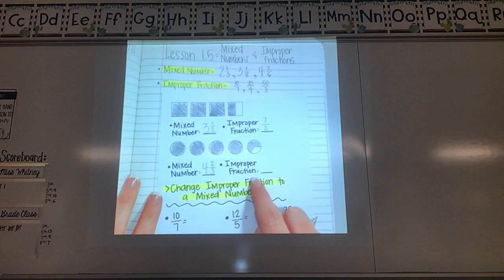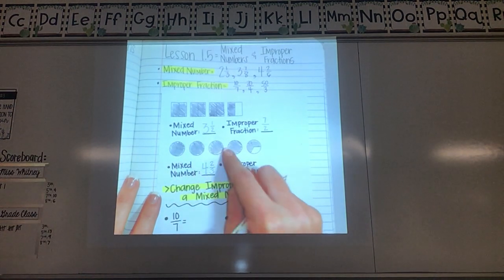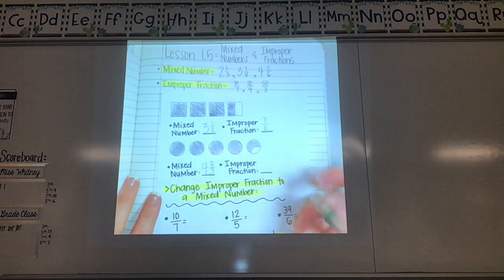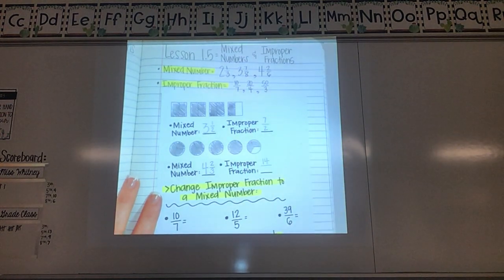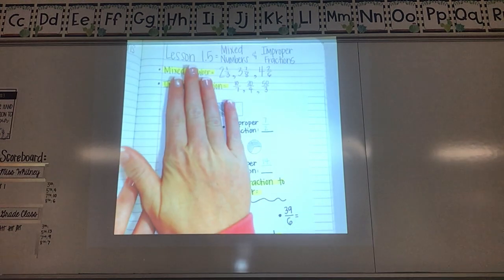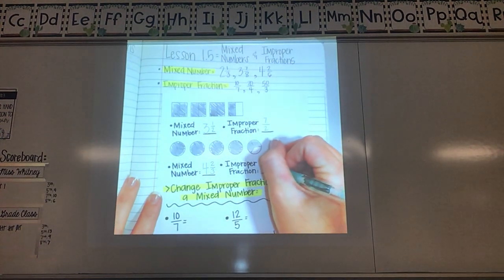If I wanted to write it as an improper fraction, to get my top number, I need to count each individual piece that's shaded in. So 1, 2, 3, 4, 5, 6, 7, 8, 9, 10, 11, 12, 13, 14. And then to figure out my bottom number, I'm just going to look at one of the circles. How many pieces have they cut that into? 3. So it would be 14/3.